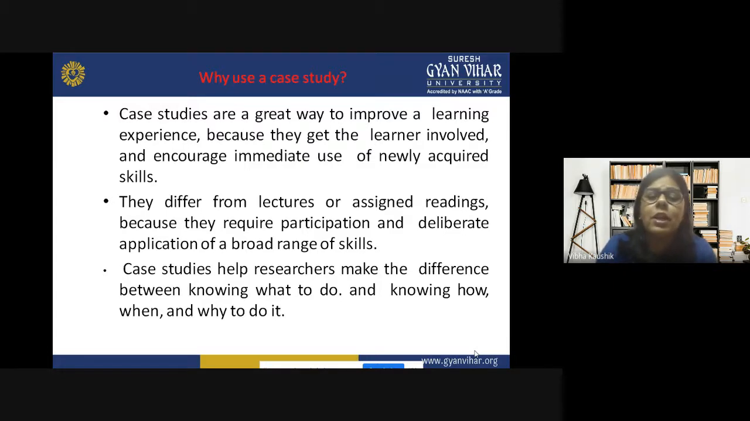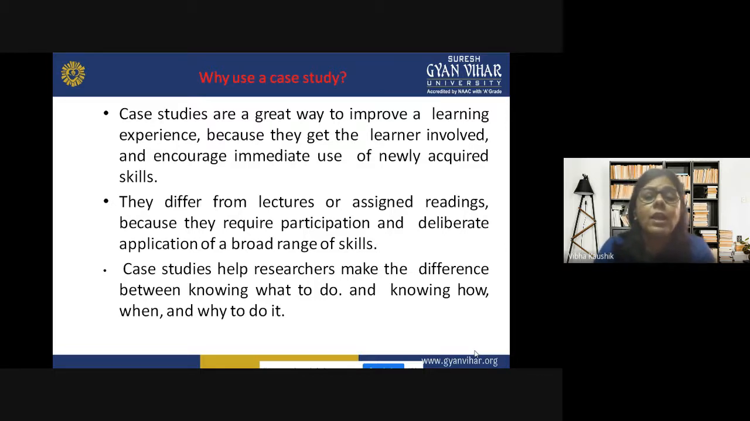Case studies are totally different from lectures or assigned readings, because they require participation and deliberate application of a broad range of skills.